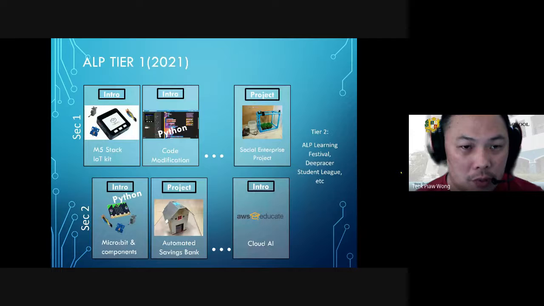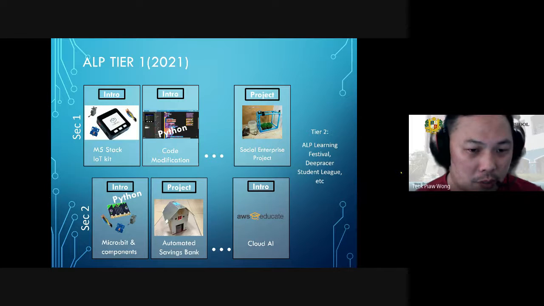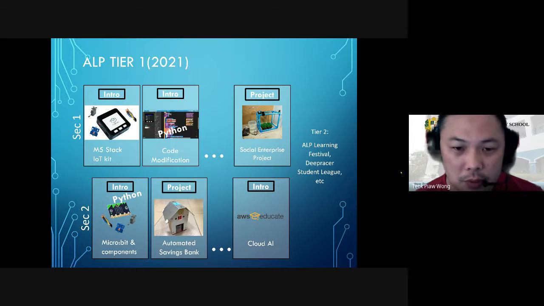This is how ALP looked last year. Basically, we adopted M5Stack last year for our IoT module. This is actually sponsored by IMDA as part of the Code for Fun program. So this is in alignment with introducing Python, and it ends with the social enterprise project.